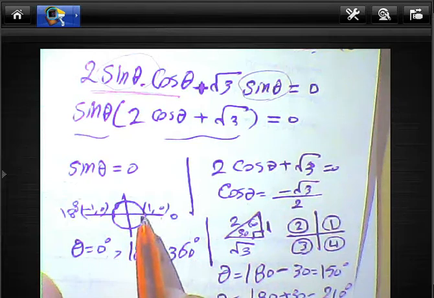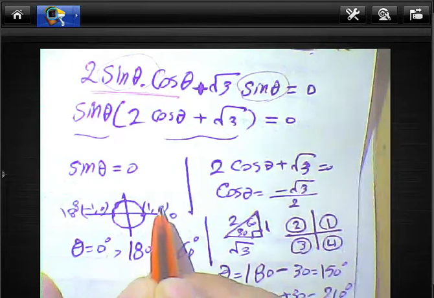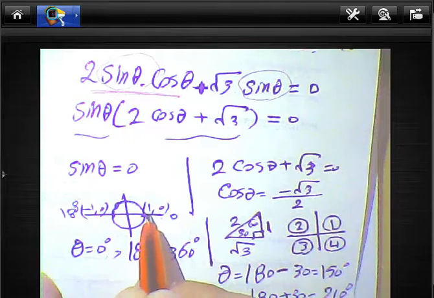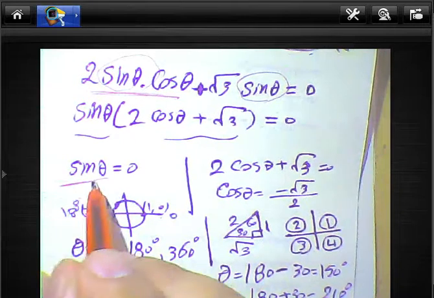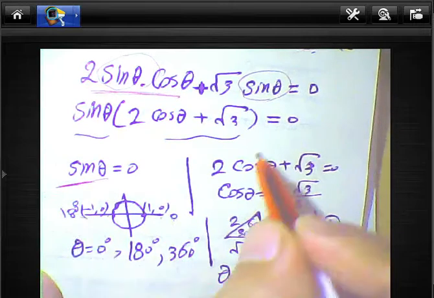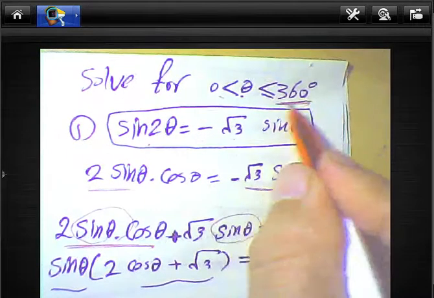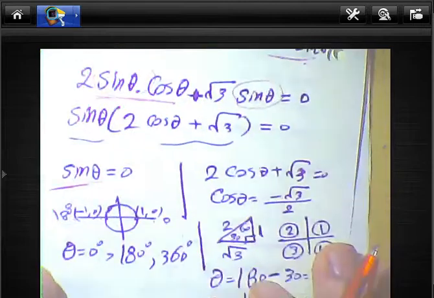We have to order here 1 and 0 and negative 1 and 0. First will be cosine and second sine, cosine and sine. We want to find sine theta equals 0, so this angle will be 0 and 180 and 360, because theta is less than or equal to 360.